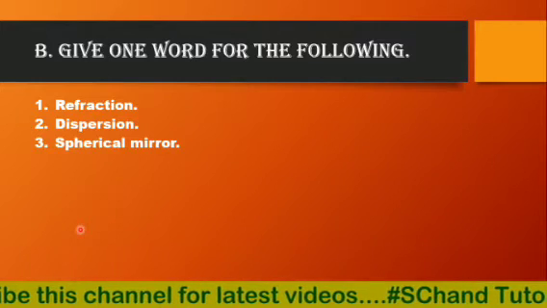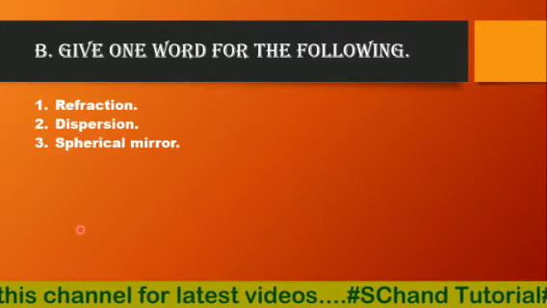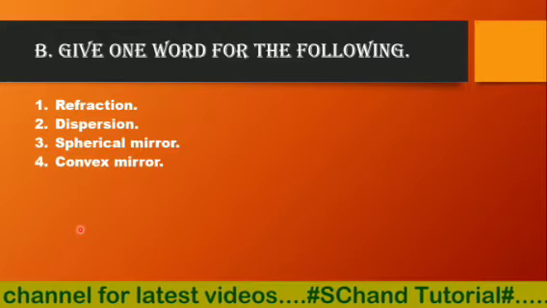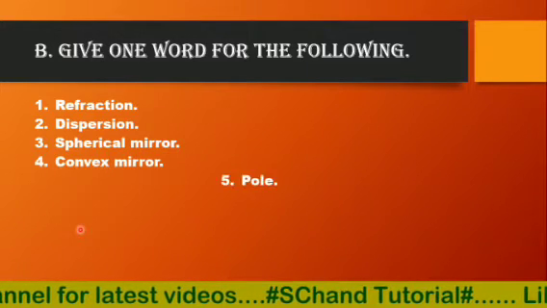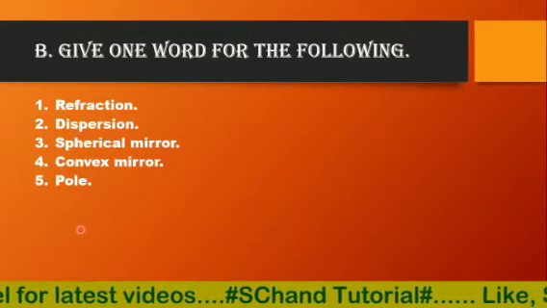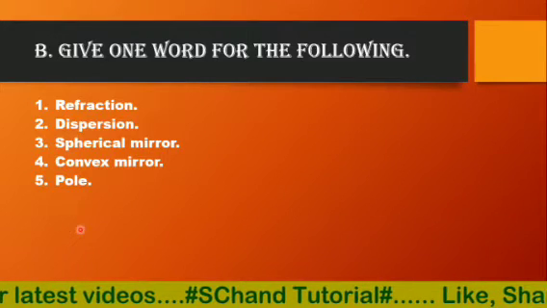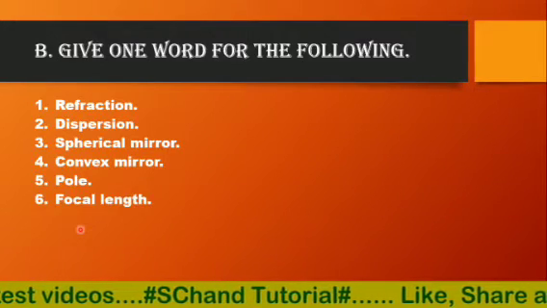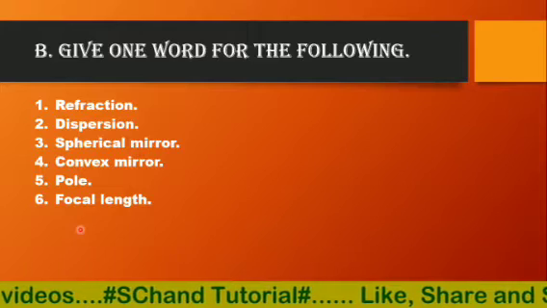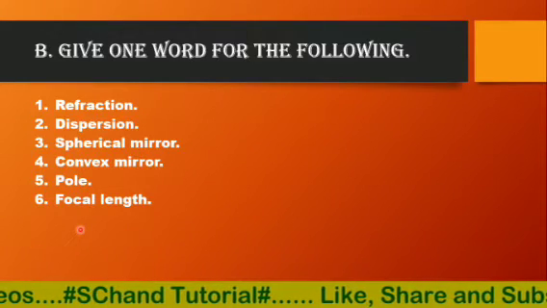Then mirror whose inner surface is silvered and reflection takes place from the outer surface, that is called the convex mirror. The geometric center of a spherical mirror, that is called the pole. Distance from the pole to the principal focus of a spherical mirror, that is called the focal length. The center of the sphere of which a given mirror is a part, that is called the center of curvature.